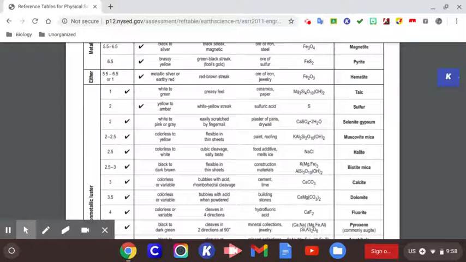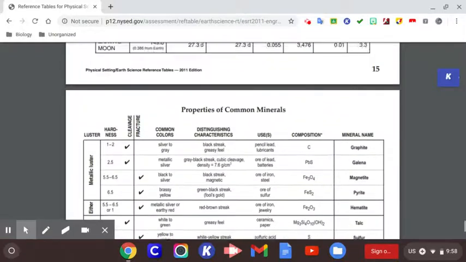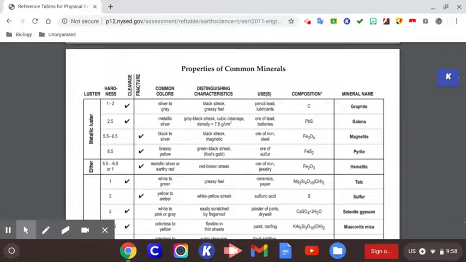Your second question, you are looking at the metallic minerals. So again, consider the luster column. You're looking at the metallic minerals. Which mineral is metallic, harder than glass, and has a green-black streak?